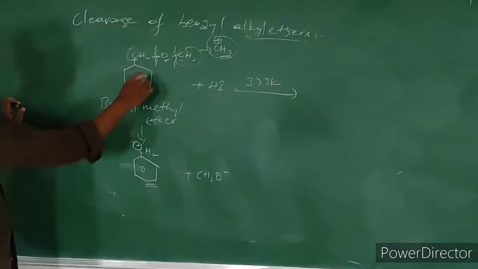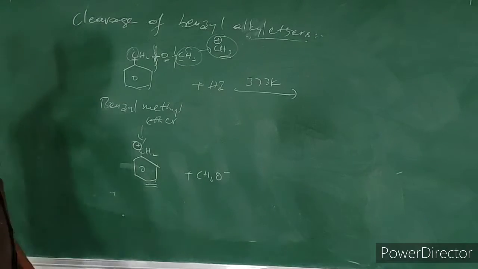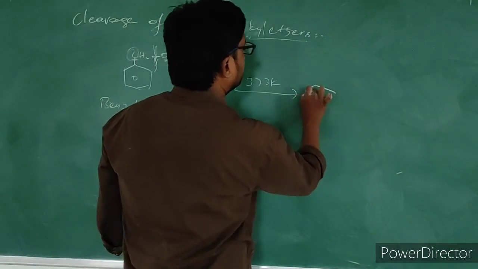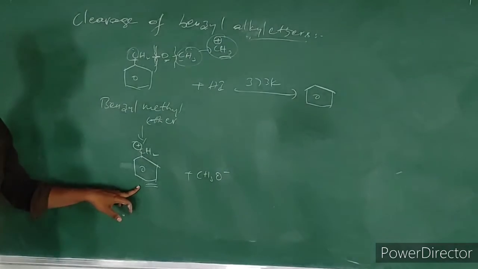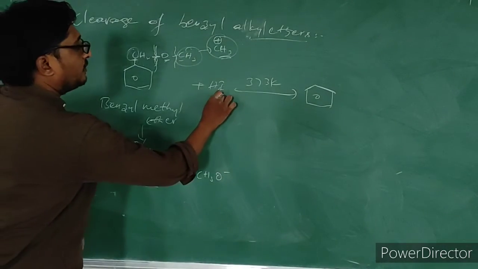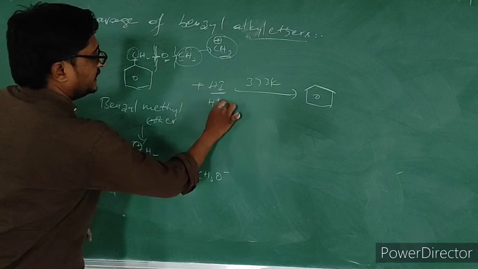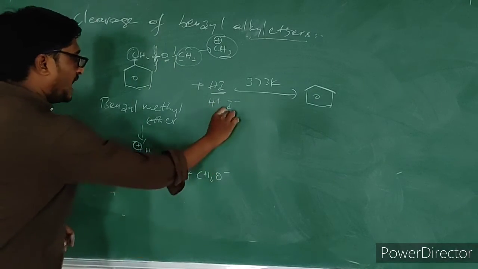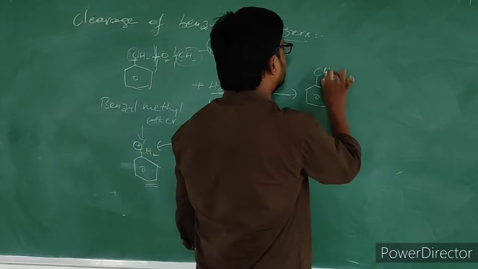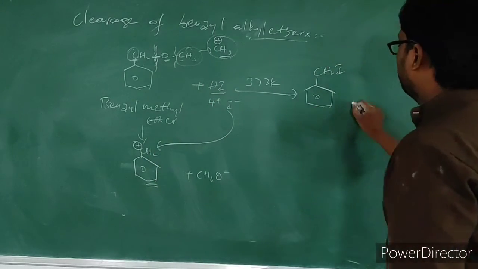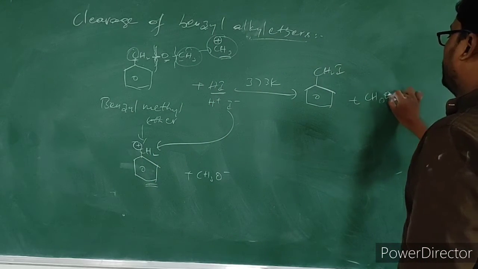That is why cleavage will take place here, resulting in the benzyl carbocation. Now, when hydrogen iodide gets cleaved, I minus will come and attack this. This results in the formation of benzyl iodide plus methanol in this way.